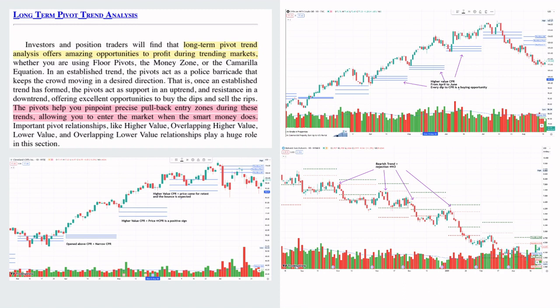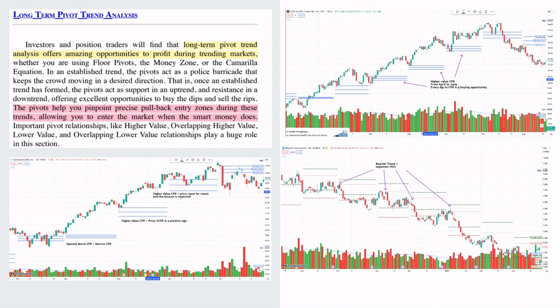To understand about uptrend or downtrend, you have to know about higher value, overlapping higher value, lower value, overlapping lower value relationship. All those has been discussed for CPR, for Camarilla. All those videos are already uploaded in the YouTube channel. You can go through those videos and see. I'll try to tag the higher value CPR Camarilla along with this content. At the right top you will be able to find it. Just click on it and understand what is higher value CPR, what is higher value Camarilla, what is overlapping lower value. All these you can understand in that.